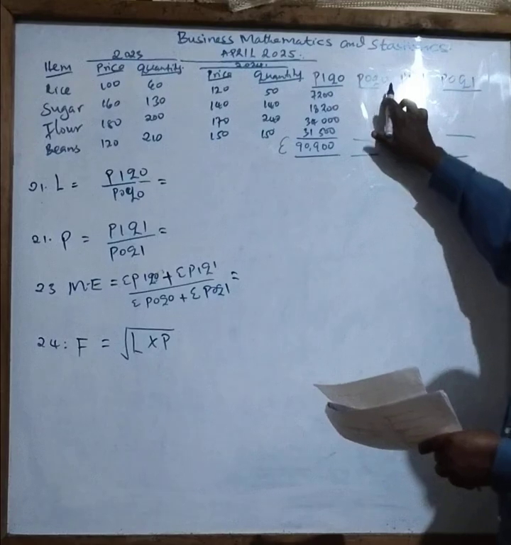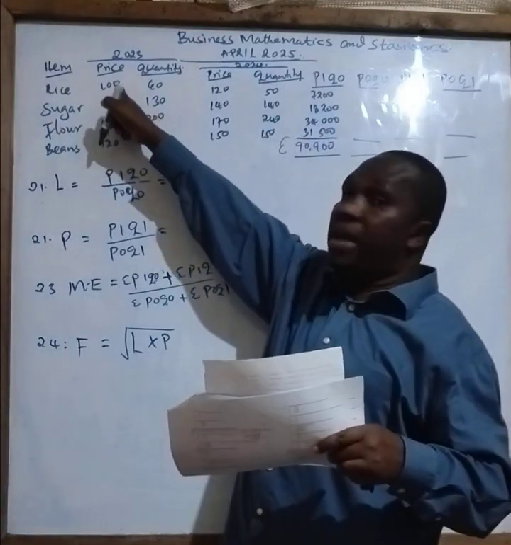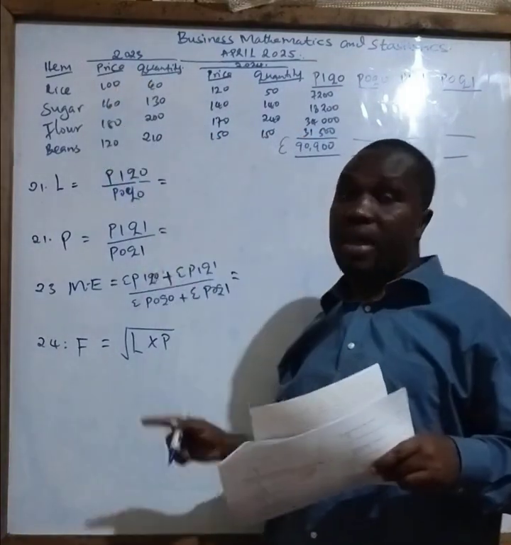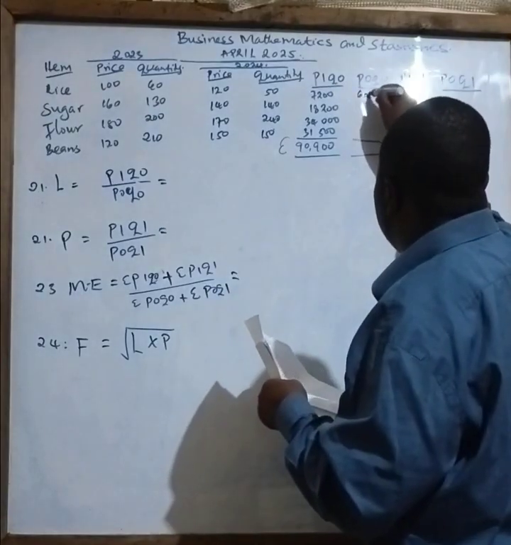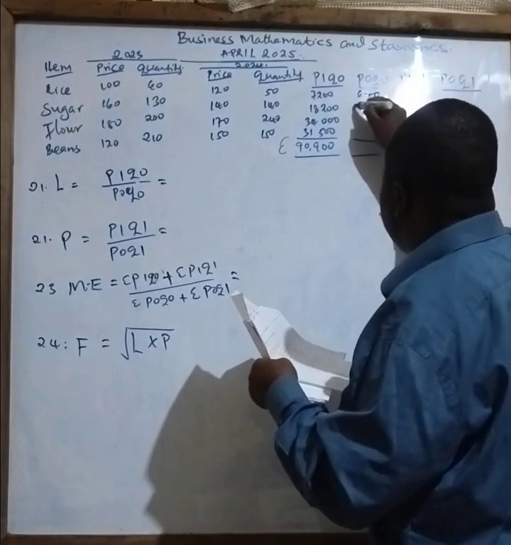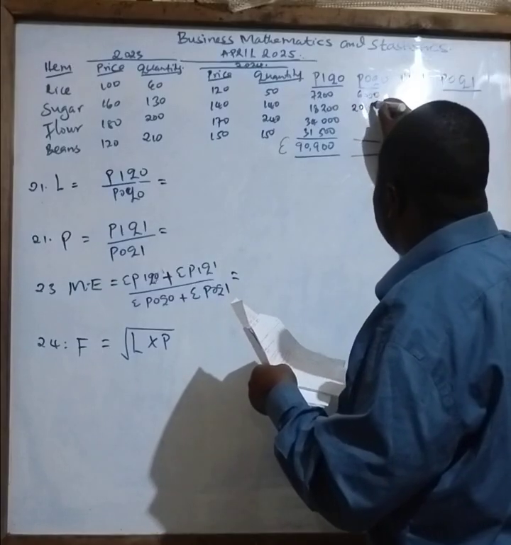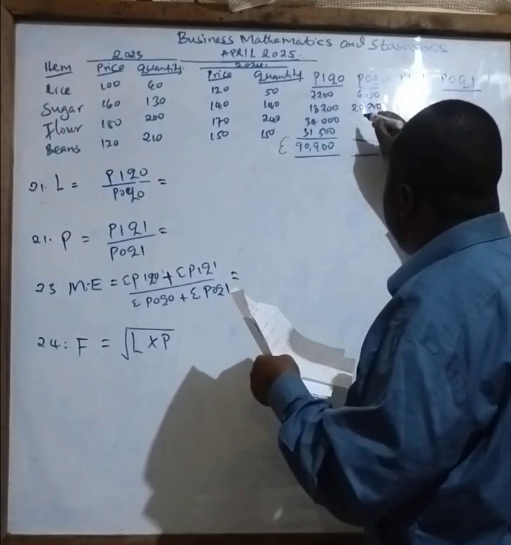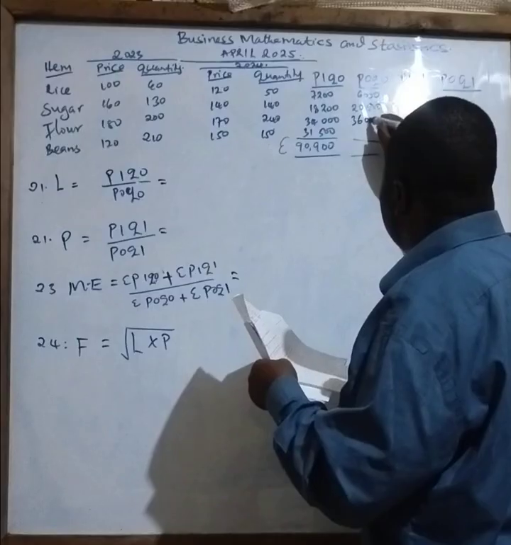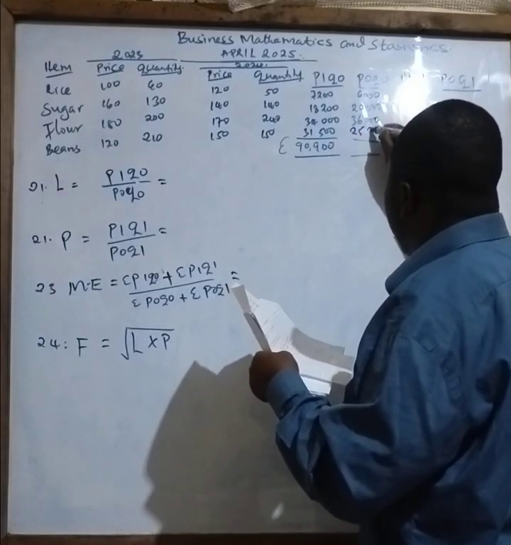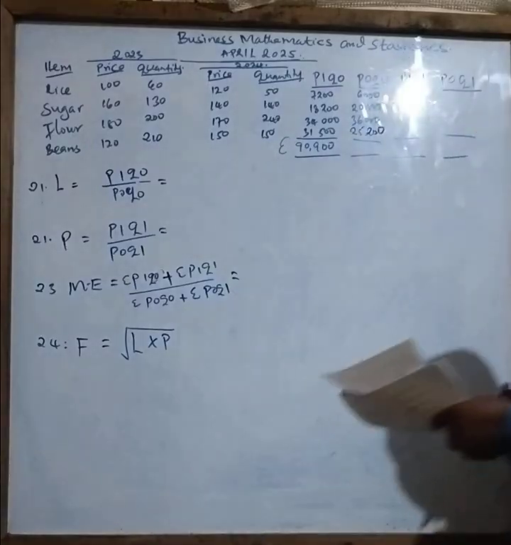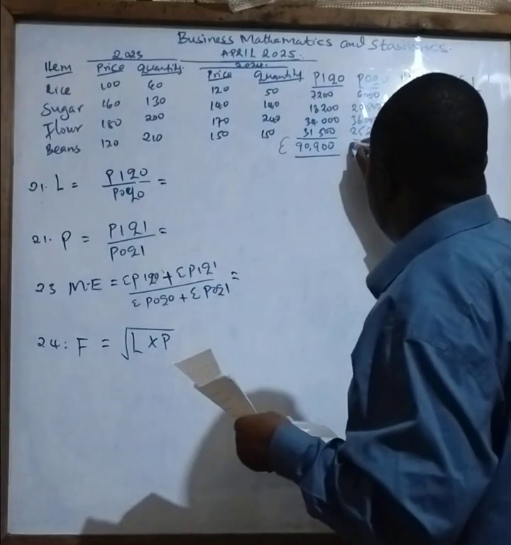Then I go for the P0Q0, which means price of the base year times the quantity of the base year. So the answers I will get there are 6,000, 20,800, then I will get 36,000, finally I will get 25,200. If I get now the summation there, my answer is 88,000.